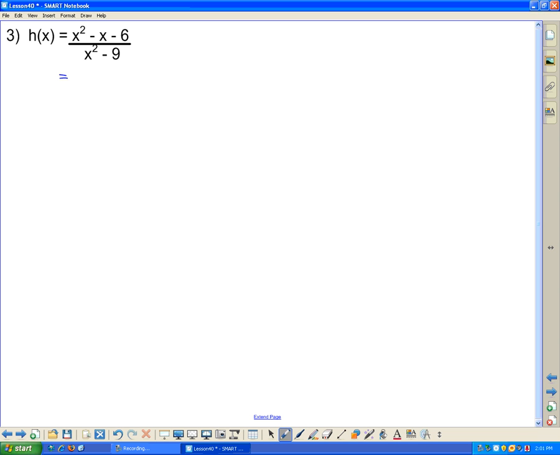So in this particular example, I'm going to go ahead and factor top and bottom here just to see what comes from it. And when I do the factoring, on top you get x minus 3, x plus 2. And on the denominator, difference of squares, x minus 3, x plus 3. Now the x minus 3's do cancel each other out, but we can't forget about them.